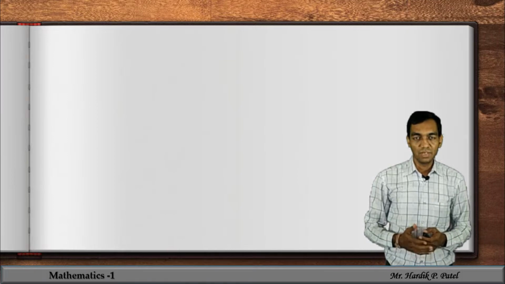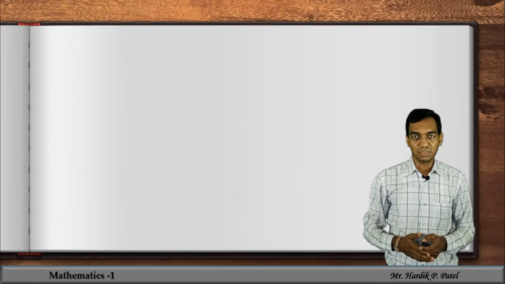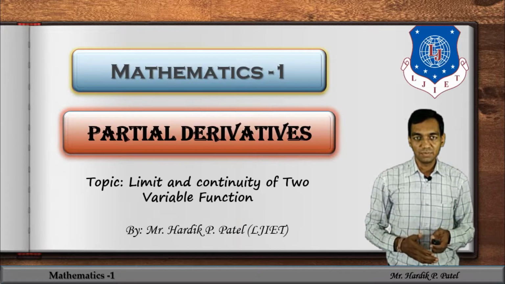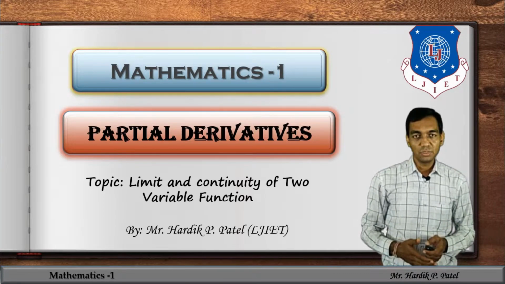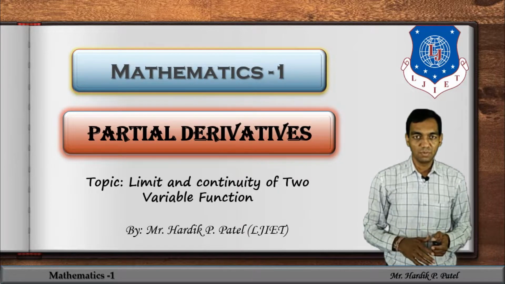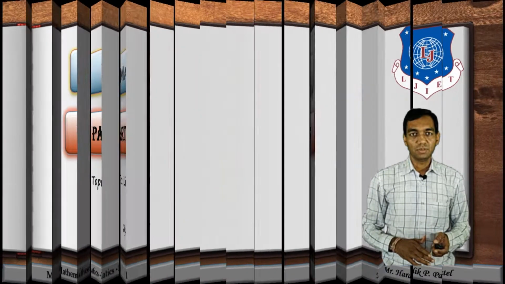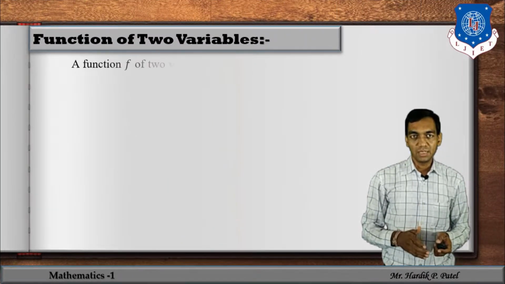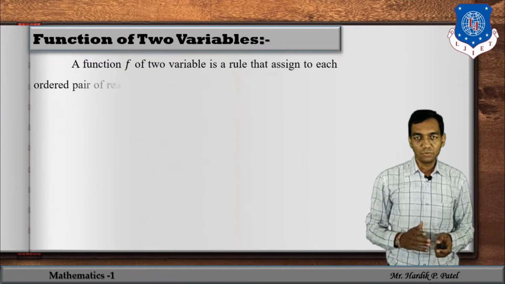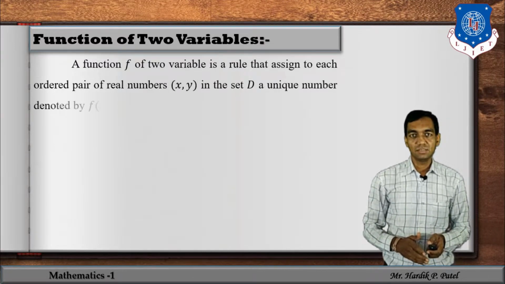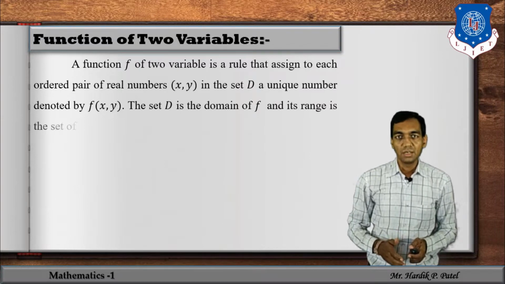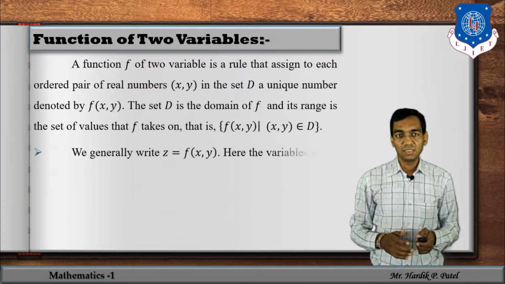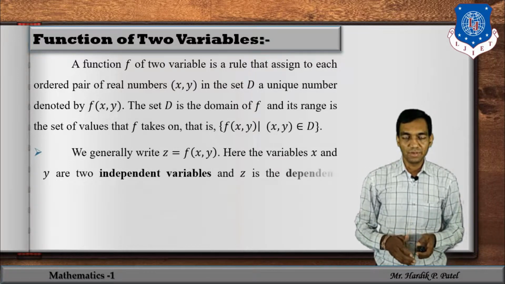In today's session, we are going to start with partial differentiation. Before we define partial differentiation, we are going to look at the limit and continuity of a two variable function. Now, first of all, what is a two variable function? A function f of two variables is a rule that assigns to each ordered pair x comma y in a domain D a unique number f of x comma y.